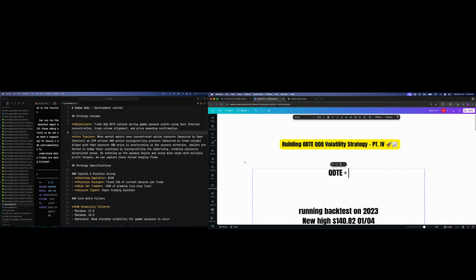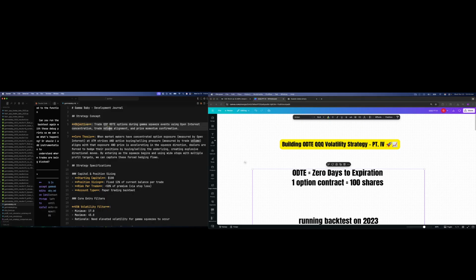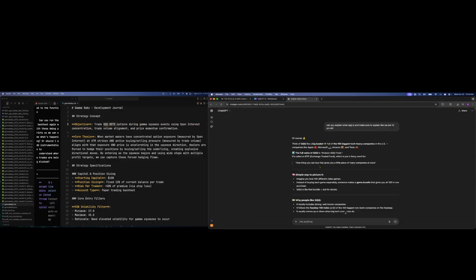0 DTE equals 0 days to expiration. And remember, every one option contract equals 100 shares, right? So what we're doing is trading QQQ at 0 DTE. Now, a little bit more about QQQ.